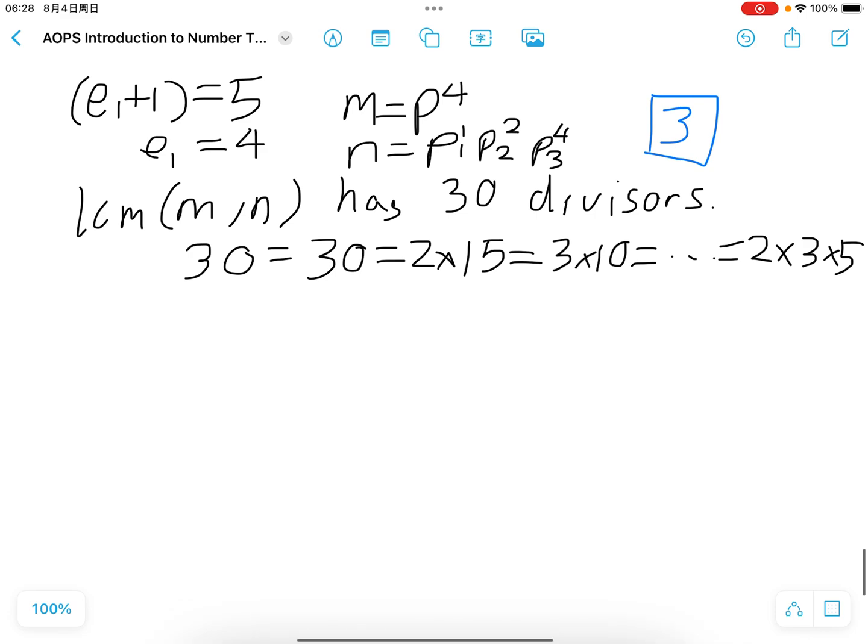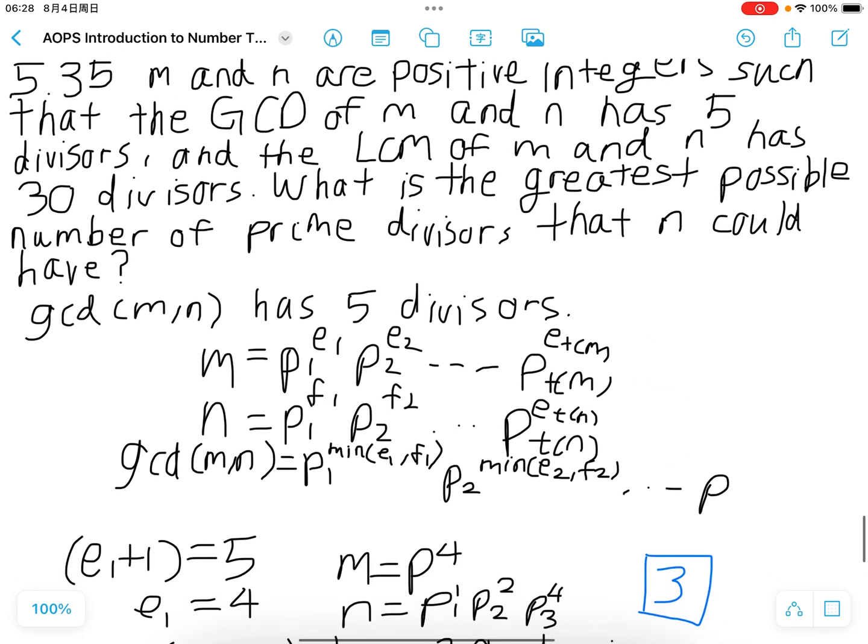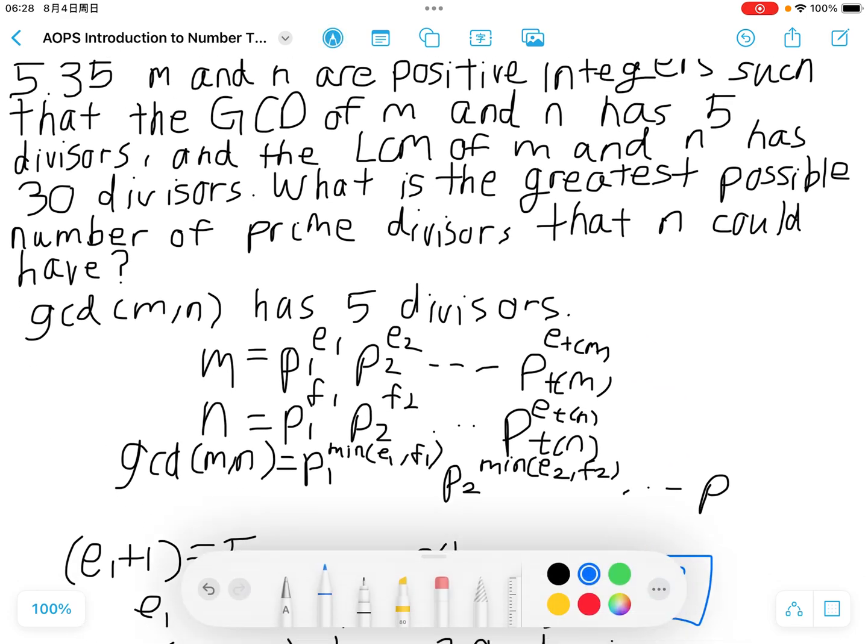So the key in this problem is to realize that the GCD defines the minimum value. So we want n to be the maximum value, so we let m be the minimum value. And the LCM basically is the upper bound, so we let n literally fit the upper bound, so that it's the largest number of prime divisors that n could have.